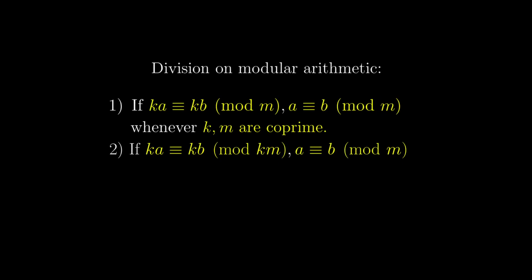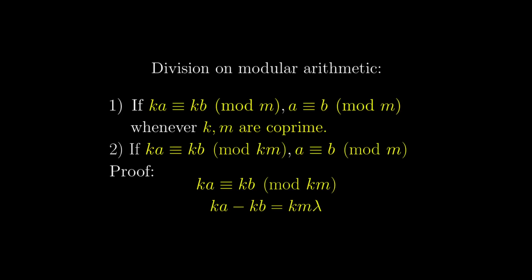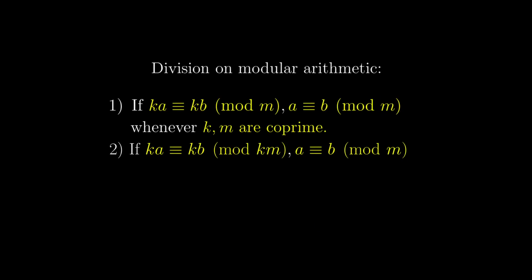This is actually easier to prove. Starting with the given information, we must have this equation where lambda is an integer. By simplifying, we get this ultimate congruence relation we need. However, we are not done yet. These two rules rely on the fact that both sides of the relation have the same factor. What if these two numbers are coprime?